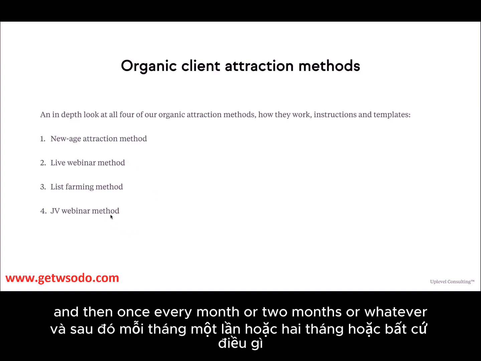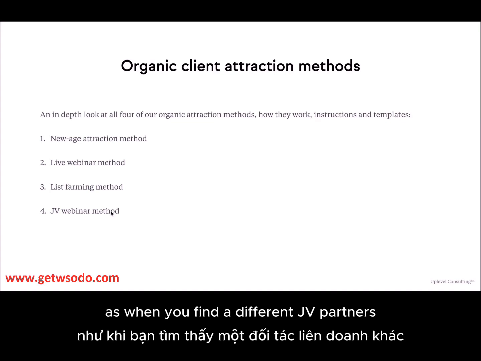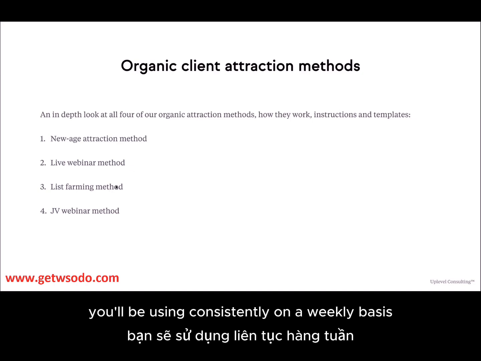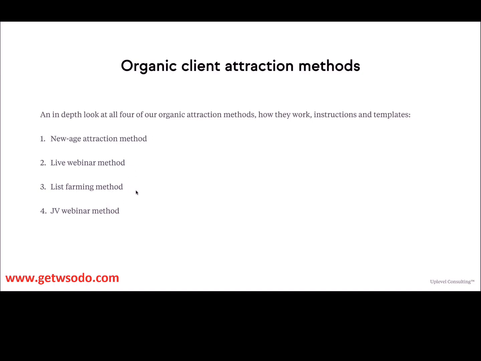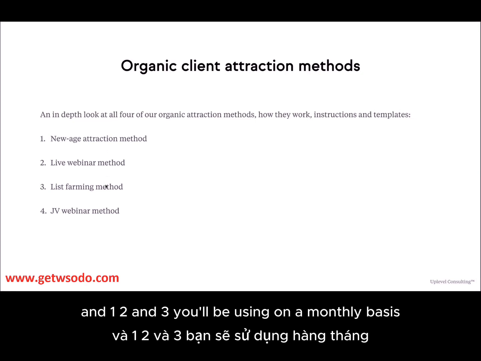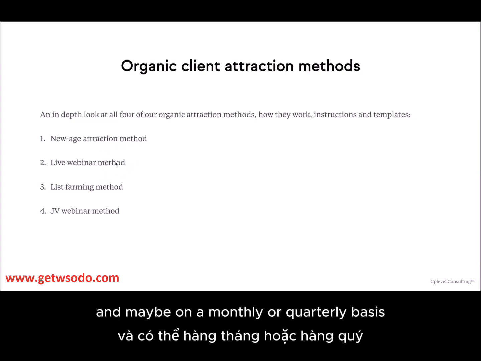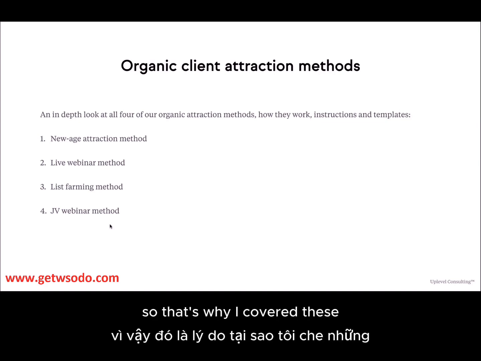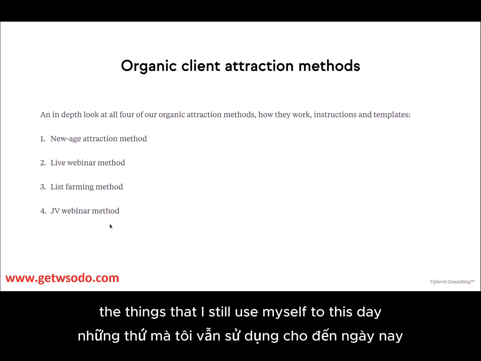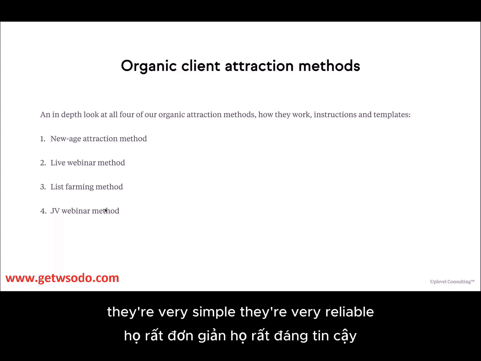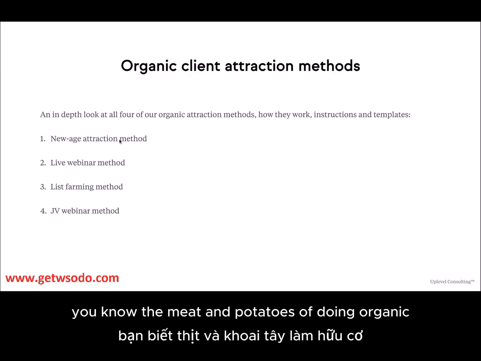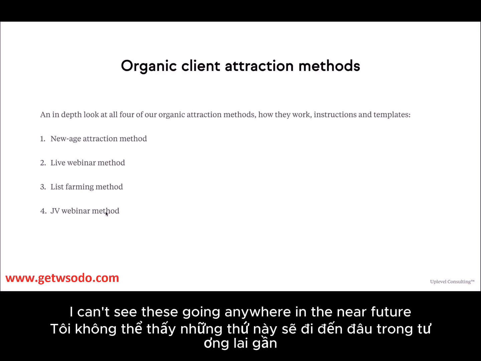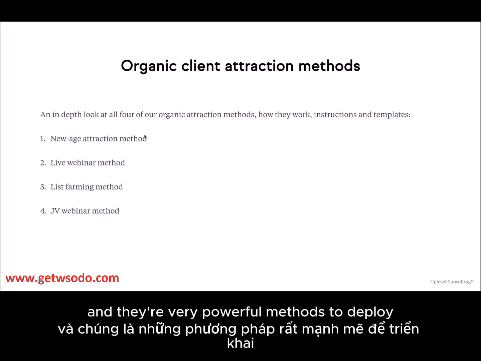And then once every month or 2 months or whatever, you might do a JV webinar. It's when you find different JV partners. And so number 1 and number 3 you'll be using consistently on a weekly basis. And 1, 2, and 3 you'll be using on a monthly basis. And maybe on a monthly or quarterly basis you'll be using 1, 2, 3, and 4 all together. So that's why I covered these. They're things that I still use myself to this day. They're very simple, they're very reliable. This is like the meat and potatoes of doing organic client attraction. I can't see these going anywhere in the near future, and they're very powerful methods to deploy.